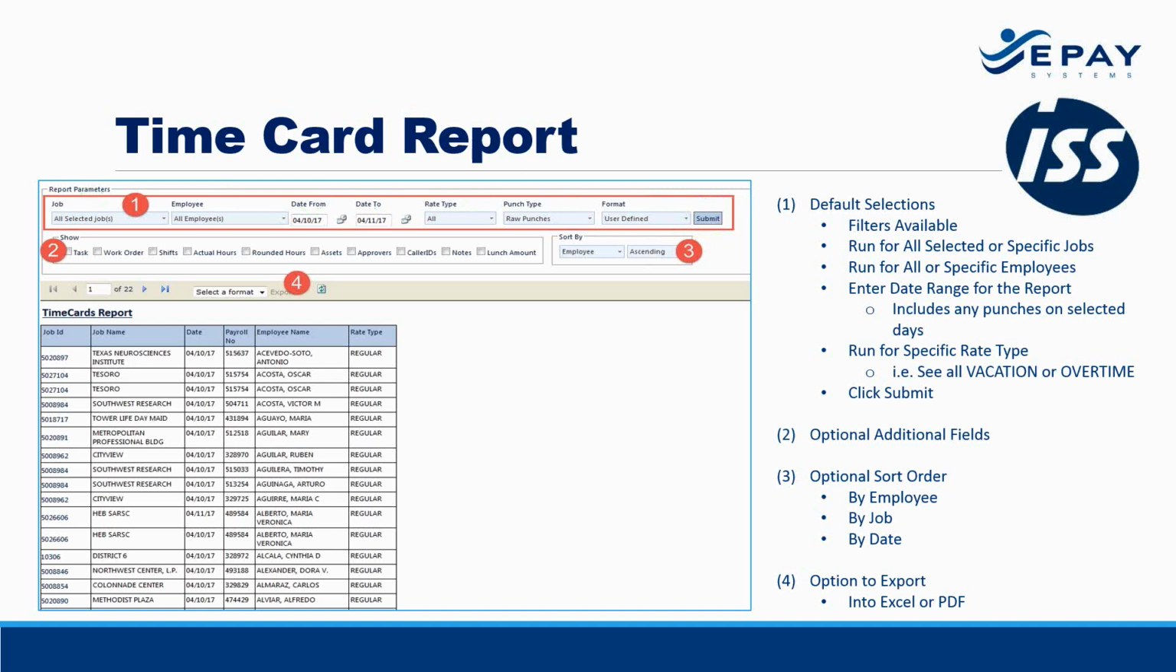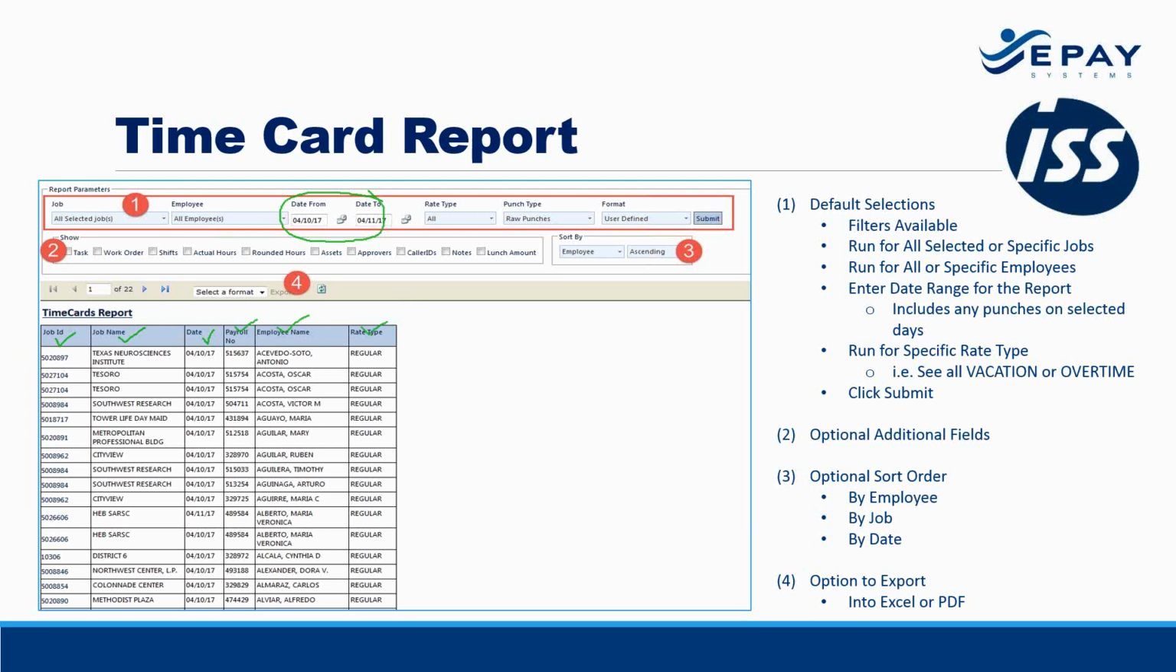Now, this report will show you the job ID, which is the job number, the name of the job, and the date. Obviously, the date is going to be based on the date range up above. It also shows the employee ID, the employee name, and then the rate type that employee worked for that particular time.